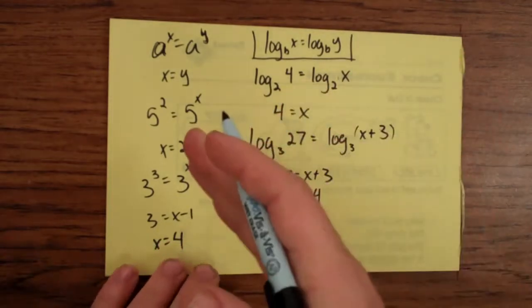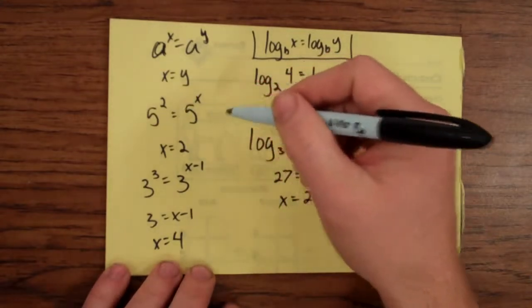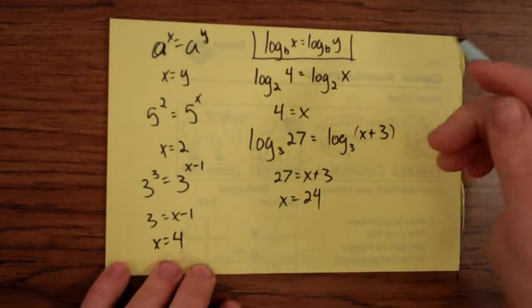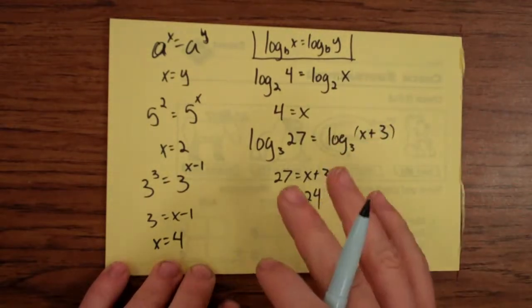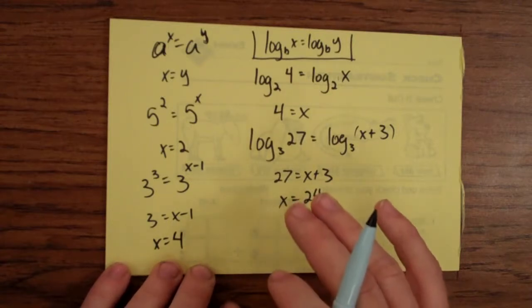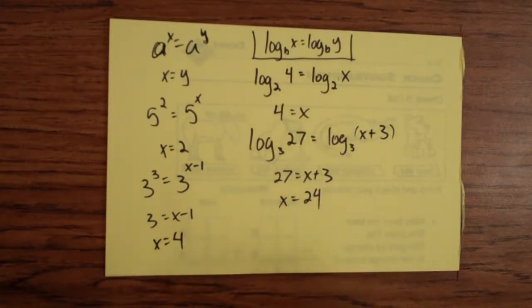I wanted to talk about the concepts of why I can set these exponents equal to each other. Why can I set these things equal to each other, x and y, 4 and x, 27 and x plus 3? Why can I set them equal to each other? And hopefully give you a little bit more depth of understanding rather than a how-to kind of video. So we'll do some practice problems in the next videos.